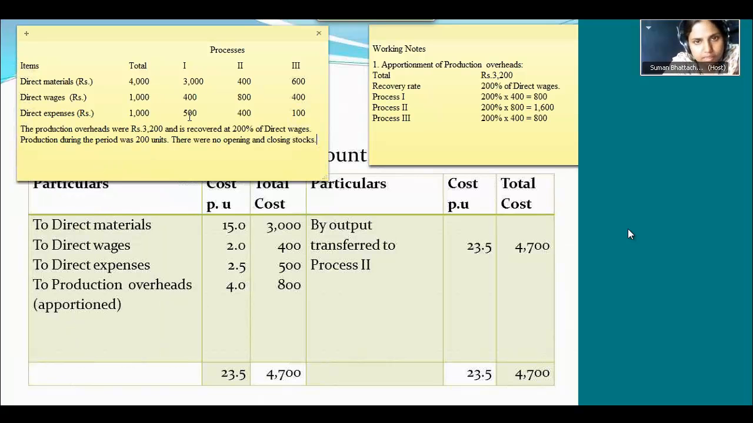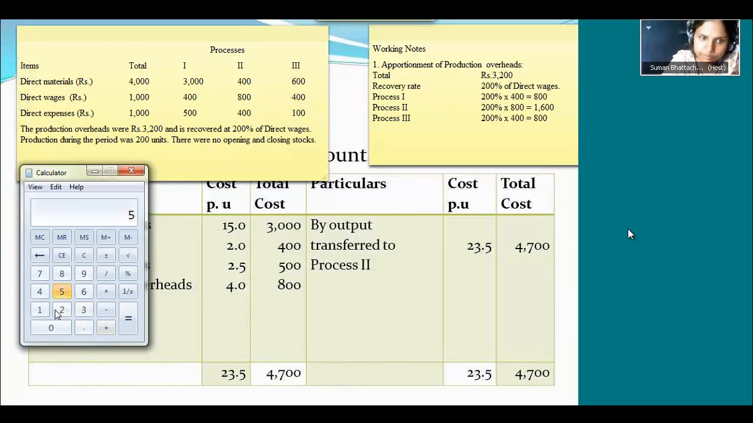Next, direct expenses for process 1 is given as 500. So to direct expenses, total cost 500. Now how to find out cost per unit? 500 divided by 200. So it comes to 2.50 rupees cost per unit.